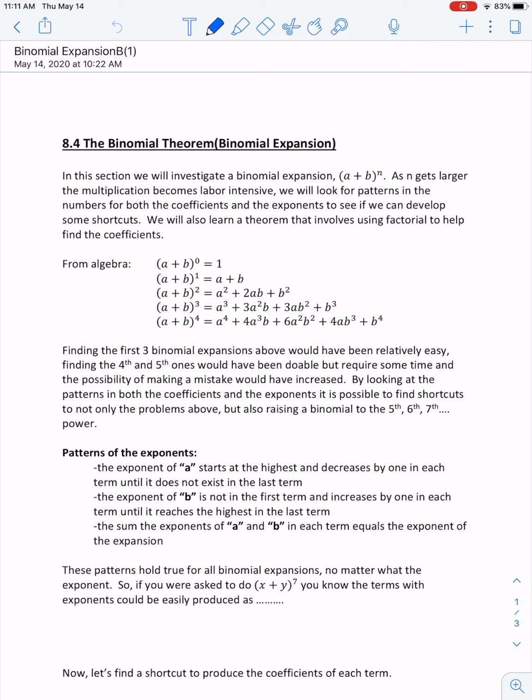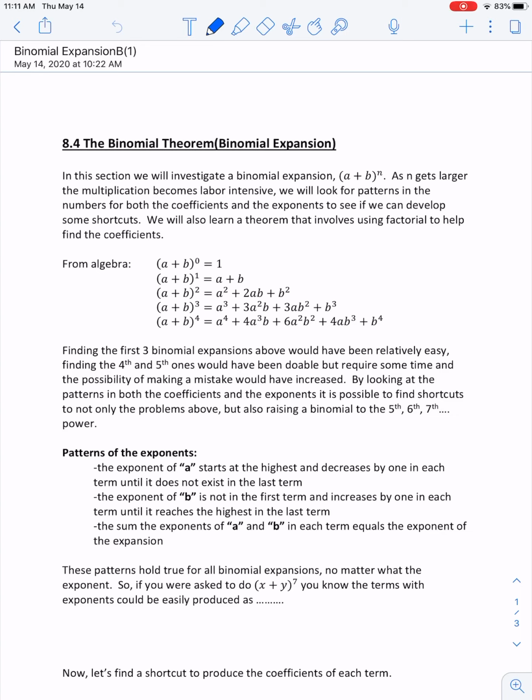So to start off here, I've listed some of the lower binomial expansions. You can see that anything to the 0 power is 1, and obviously anything to the first power is just itself. And then, from past math classes, multiplying that answer by another a plus b, you know that a plus b squared is a squared plus 2ab plus b squared, and so on and so on.